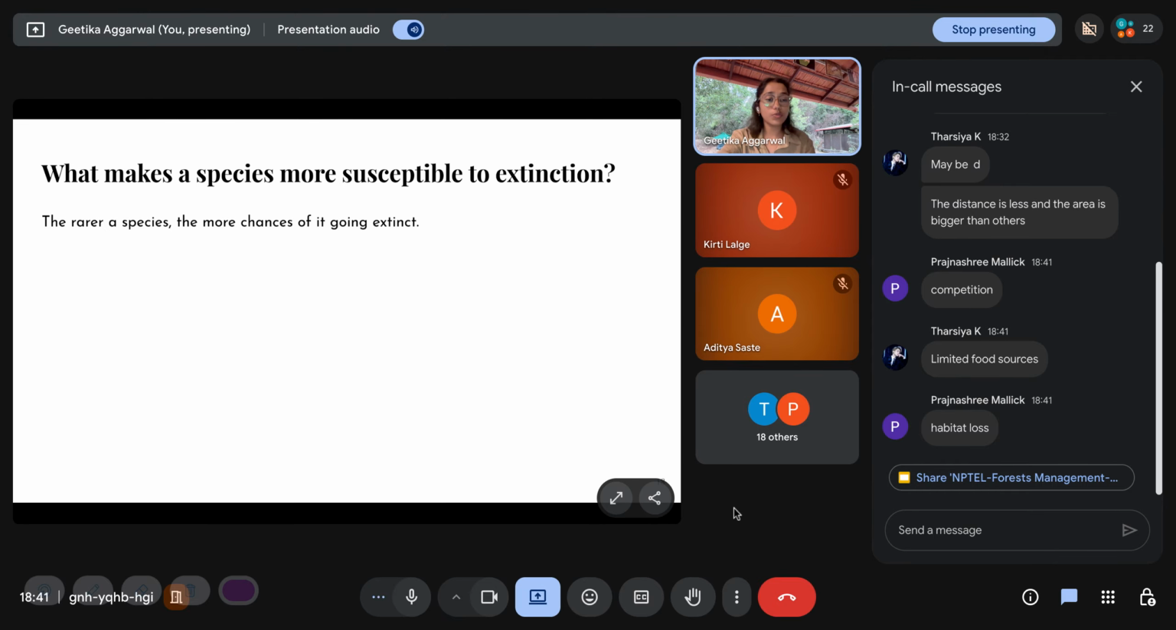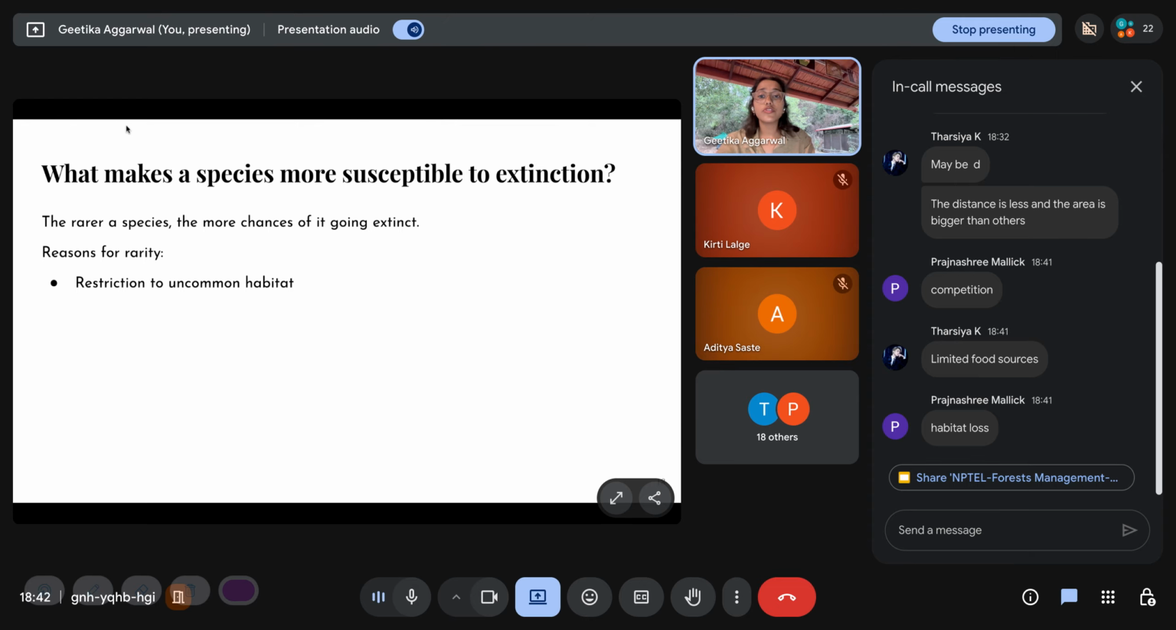Habitat loss, yes. So basically, habitat loss comes under the umbrella of limited resources, because habitat is also a resource, that is the space that a species is using. So space is also one form of a resource. So the more rare a species is, the more chances of it getting extinct, the more susceptible it is to extinction. And what are some reasons that the species could be rare?